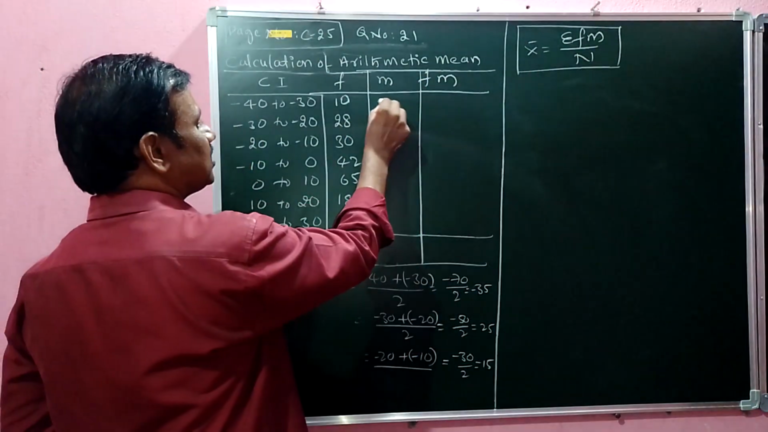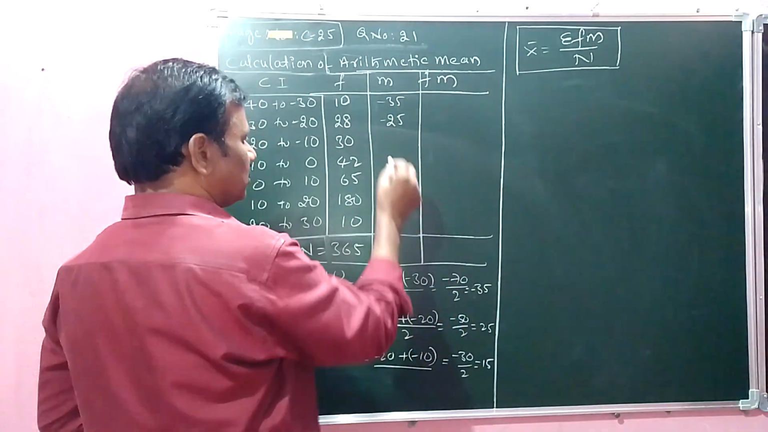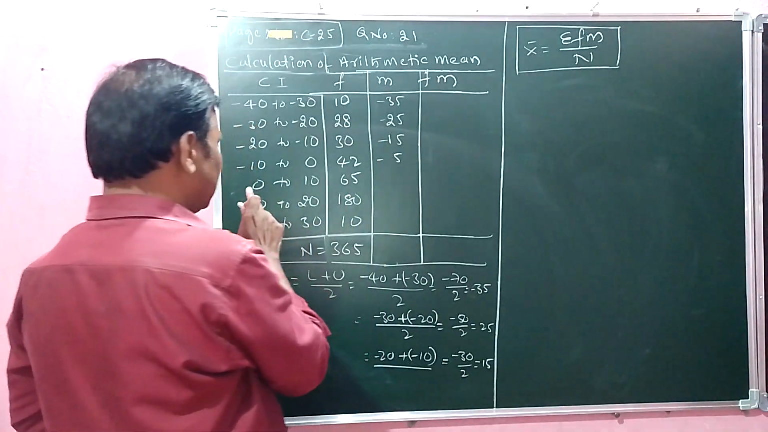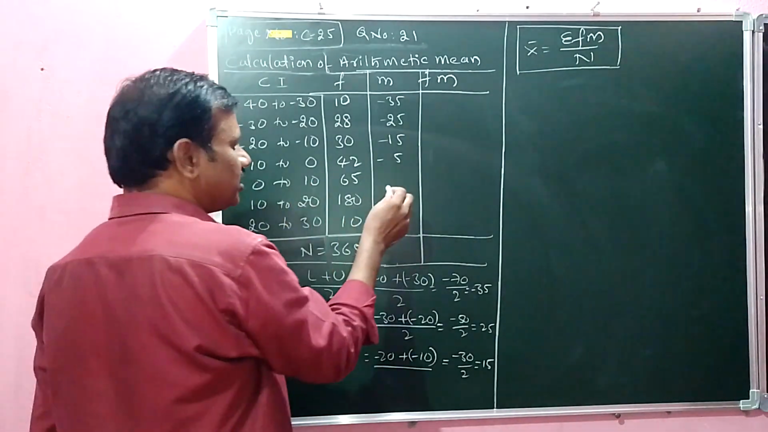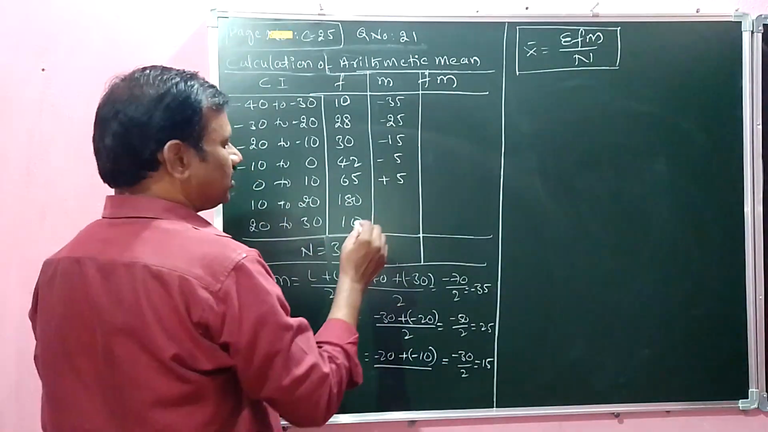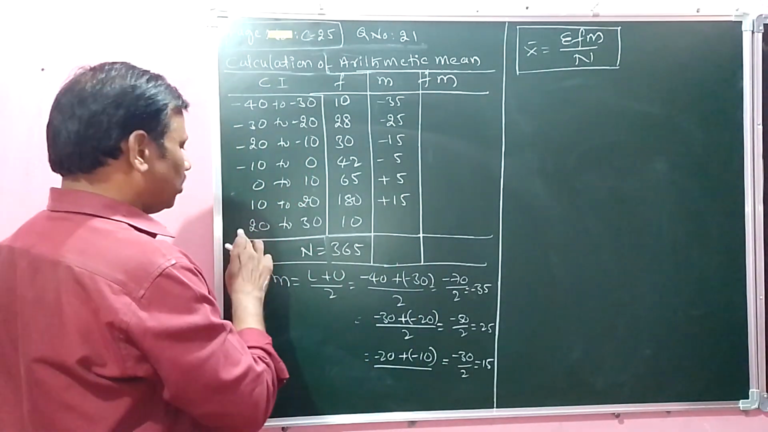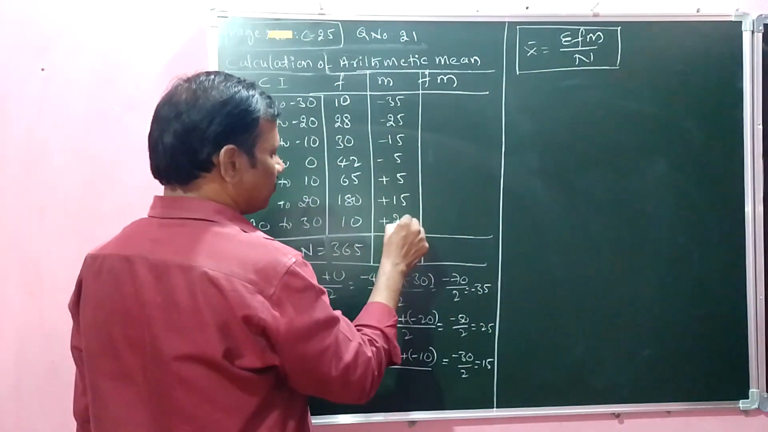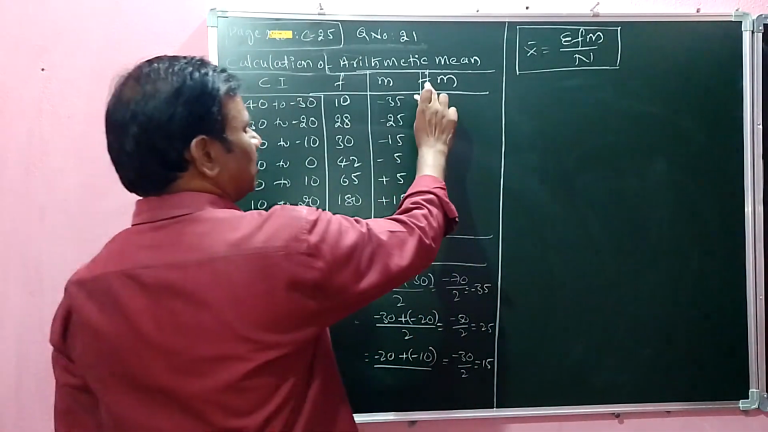So first one is minus 35, next one minus 25, next minus 15, next minus 5, next here 0 plus 10, 10 divided by 2, that is plus 5. Next 10 plus 20, 30, 30 divided by 2 equal to 15. 20 plus 30, 50. 50 divided by 2, that is plus 25. So these are the mid values. So let us calculate fm.